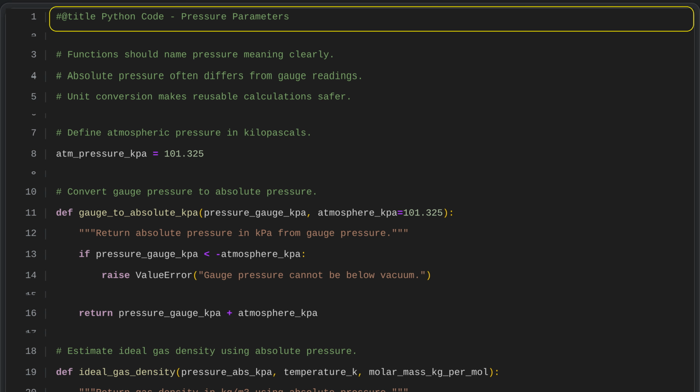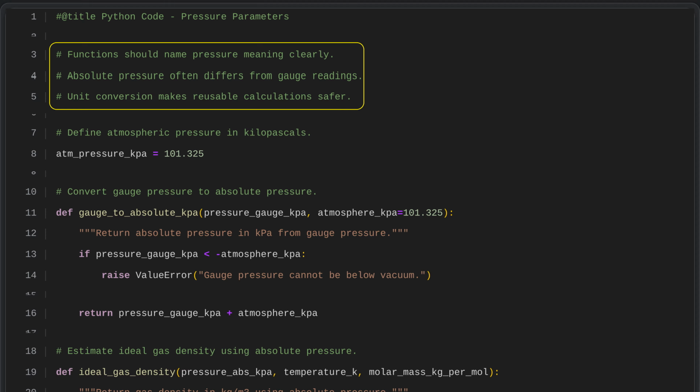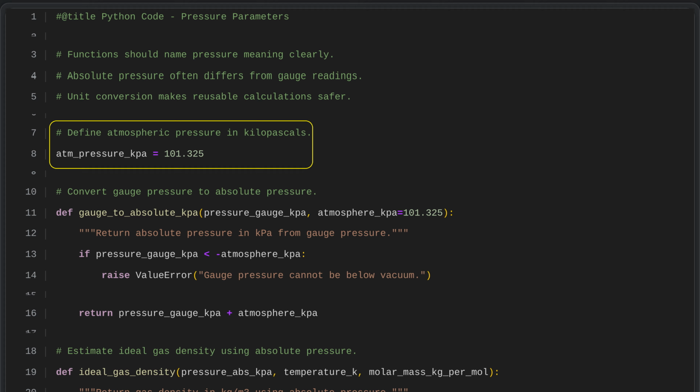Python code, pressure parameters. Function names should make the type of pressure clear, since absolute pressure can differ from gauge readings. Including unit conversion also helps make pressure calculations safer and more reusable. Set atmospheric pressure to 101.325 kilopascals, the standard sea level value. This constant is used to convert gauge pressure to absolute pressure accurately and consistently throughout the calculations.